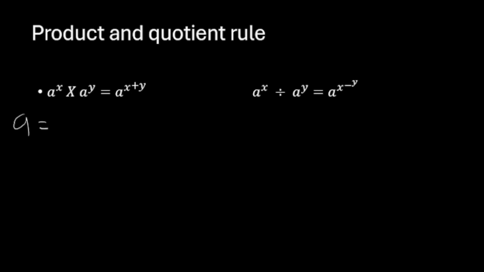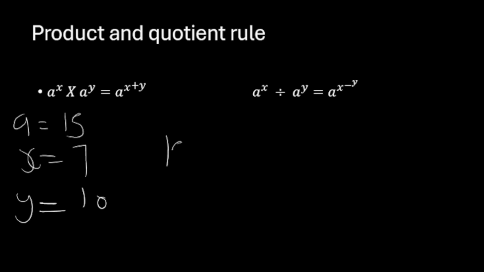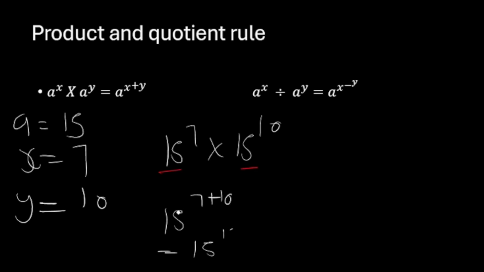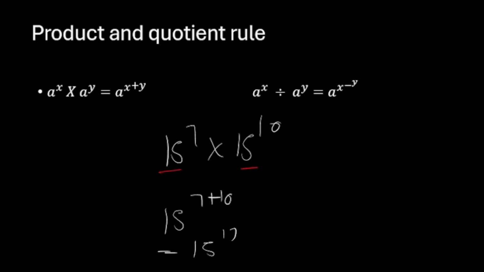Let me give you another example. If the value of a was 15, if the value of x was 7, and if the value of y was 10, this would be just it, the same base. When the powers have the same base, what do we do? We add the exponents. 7 plus 10, which is 17. 15 powered by the exponent 17. So that's it for the product rule.